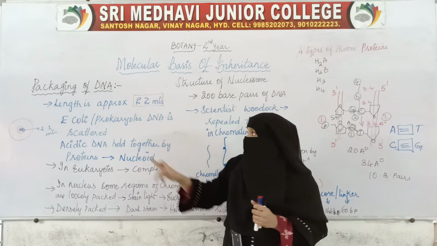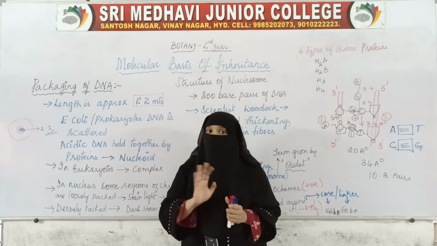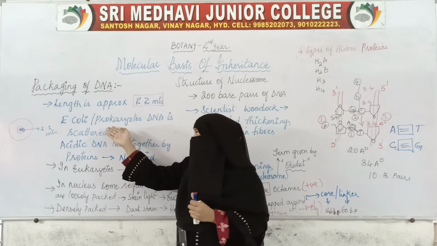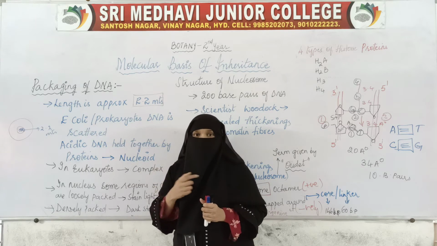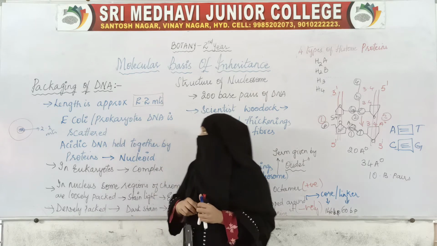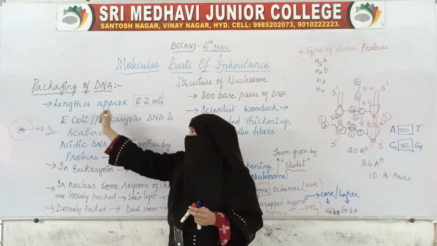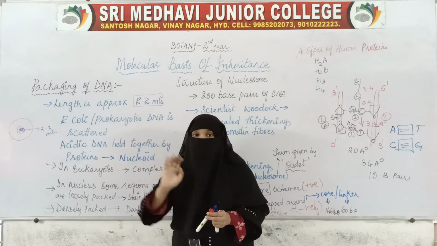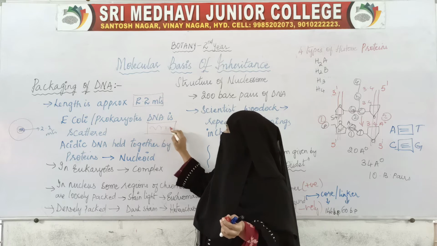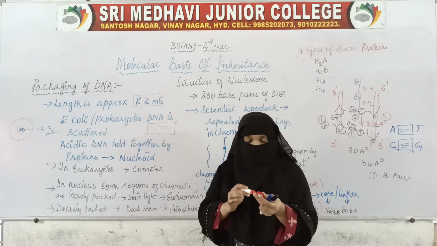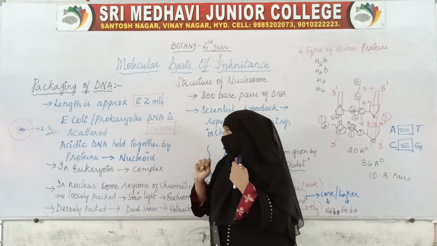Okay, so DNA in prokaryotic cells. In prokaryotic cells, that is all bacteria, for example E. coli, we don't find a nucleus. Nucleus is not present. For example, if this is the cell, the DNA will be scattered inside the cell. There is no need for packaging; the DNA will just be scattered inside the cell.